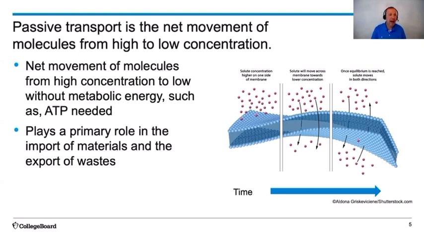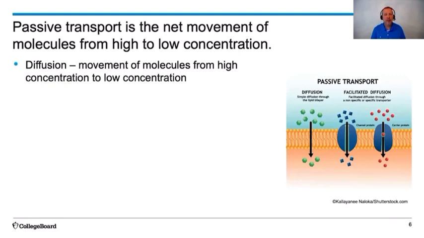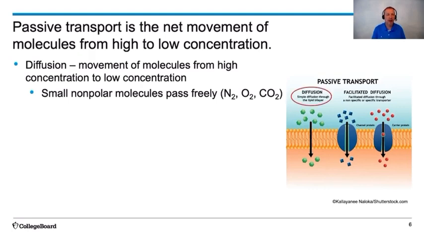There's two types of passive transport. The first type is diffusion, where the movement of molecules from high concentration to low concentration is just directly across the membrane. What type of molecules do that? That would be small nonpolar molecules such as nitrogen, oxygen, carbon dioxide.